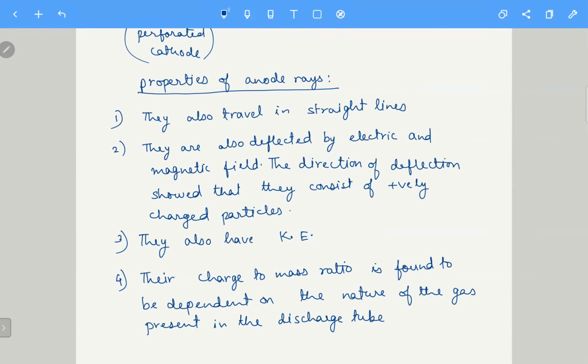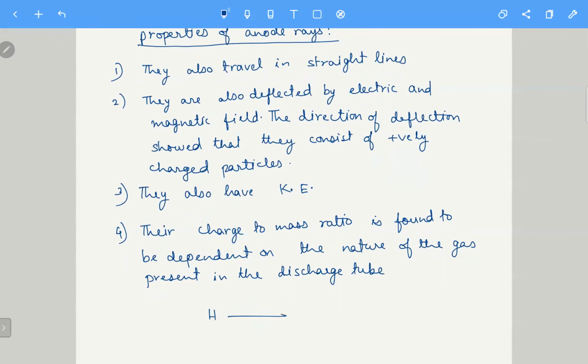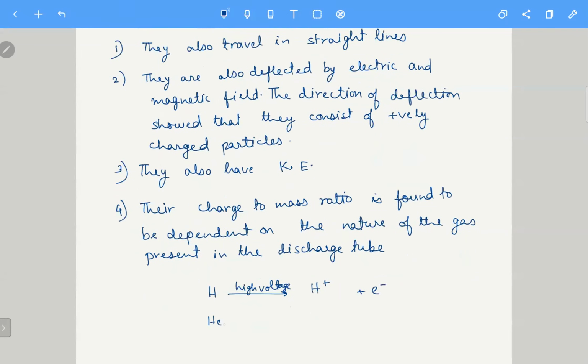Such high voltages can ionize even noble gases also. So hydrogen atoms, on high voltage, will produce H plus and electron. Helium atoms on high voltage will produce He plus and electron. देखो, ionization of different gases is producing the same negative particle, which is found in the cathode rays, but a different positive particle, which is found in the anode rays.